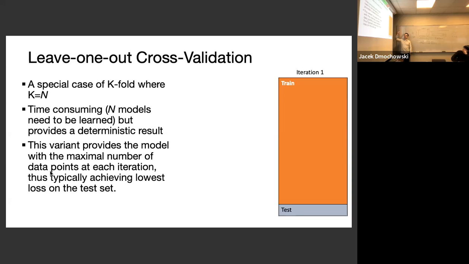So the nice thing about this is that this is no longer stochastic. Everyone will get the same value for the average test set performance here, right? Because there's only one way of doing this procedure. Everyone's going to use the same 99 for training throughout.